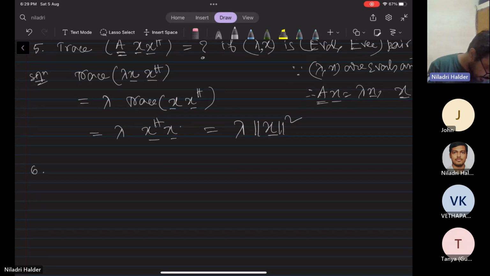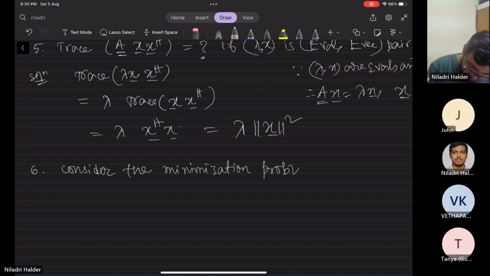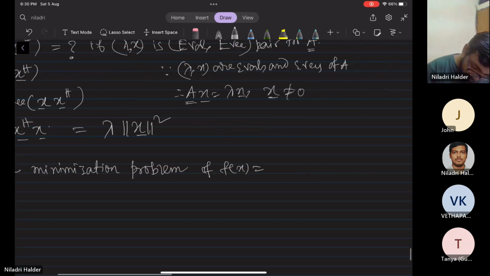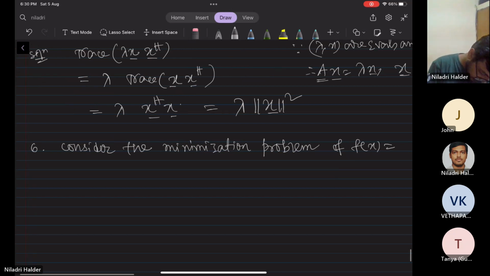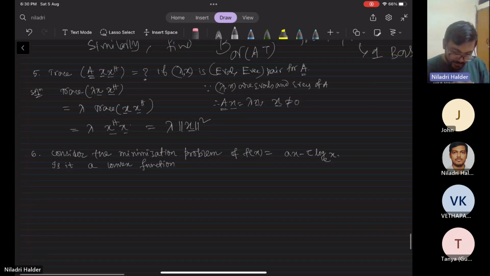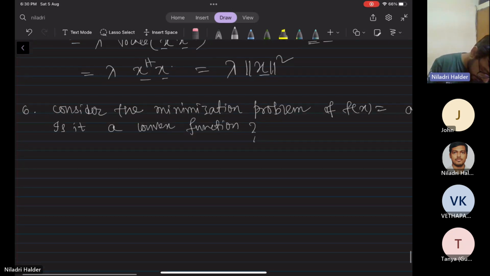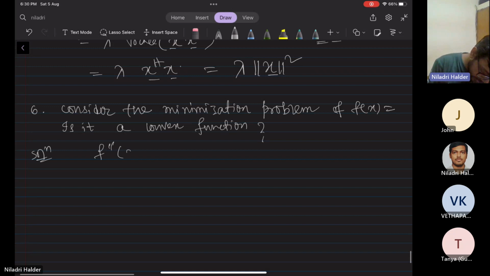And then the next question is to consider the minimization problem. Let's take f(x) equals a x minus tau ln x. We need to show whether it is a convex function or not. So the solution is as follows. We need to check f double dash x. If it is greater than or equal to 0, then it's a convex function.